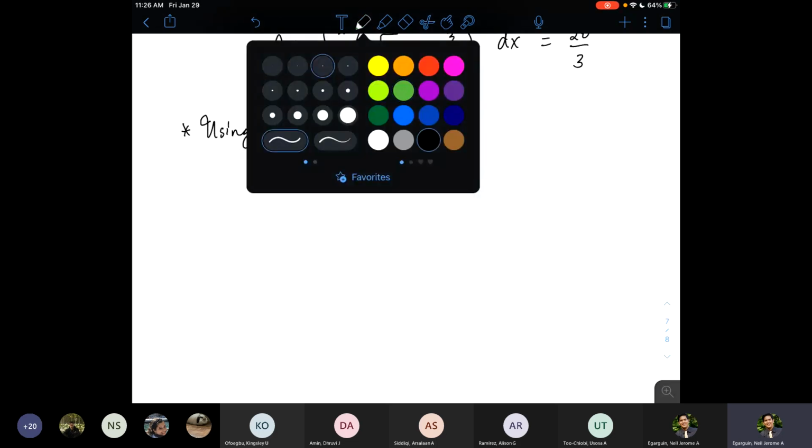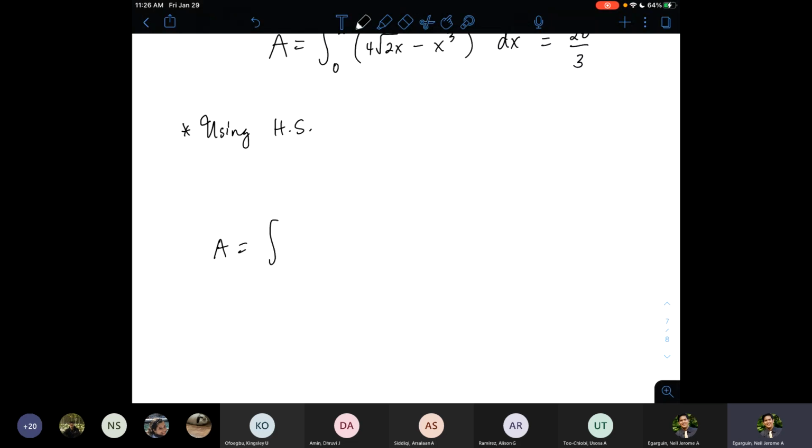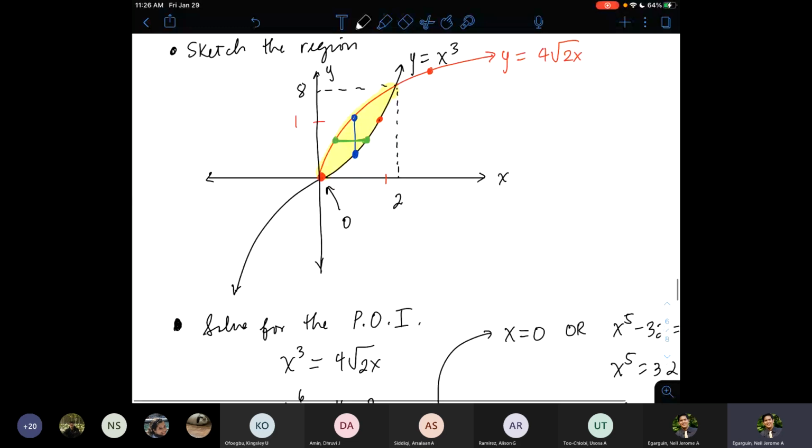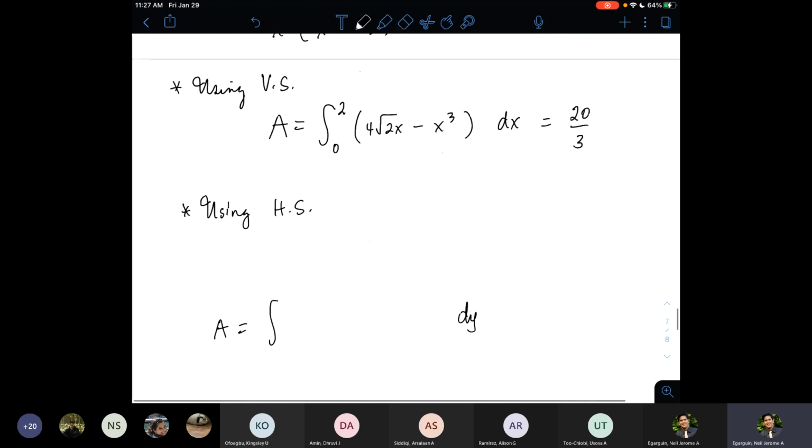So my area here will then be an integral with respect to y. And then I need to bound the y values, right? Well, from the picture, I know that the graph starts at y equals 0. And remember, the point of intersection is when x is equal to 2. But when x is equal to 2, I know that the y values of both functions would be equal to 8. So I know that the region starts at y equals 0 and ends at y equals 8. So my bounds here would be from 0 until 8.